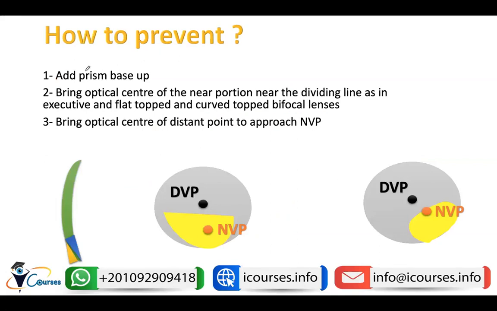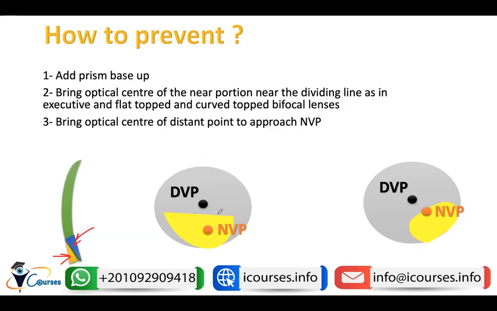So we said before that to prevent the prismatic jump, we just put a prism base up. Here is the mounted near segment, which is base down. If we put a prism base up, then this will neutralize each other, causing prevention of the prismatic jump.